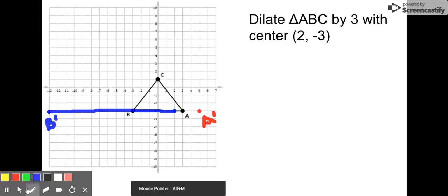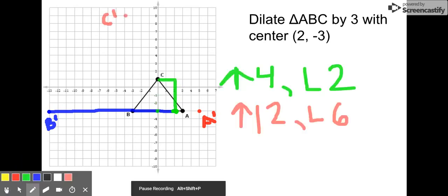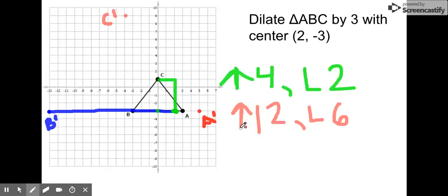So now we just have to find the coordinates of C prime. Actually, let's make sure we're looking at the center of dilation. Okay, so we're going up 2, 3, 4, left 2. So since we went up 4, we're going to have to go up 12, 3 times that amount, and left 2 means we're going to go left 6. So we're just going to start at the center of dilation. We're going to go up 12, left 6. So C prime is located at (-4, 9).